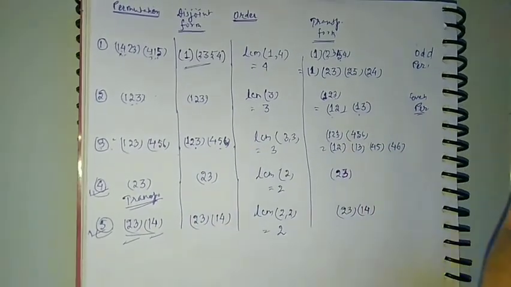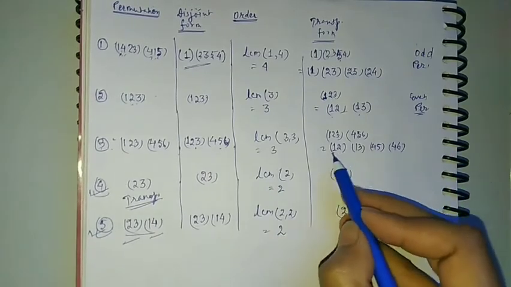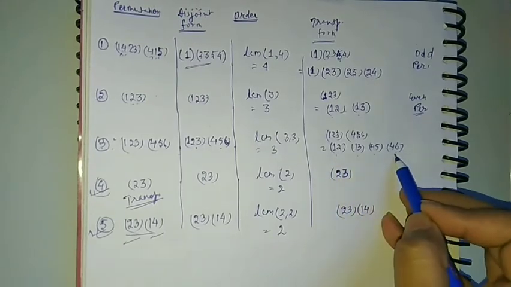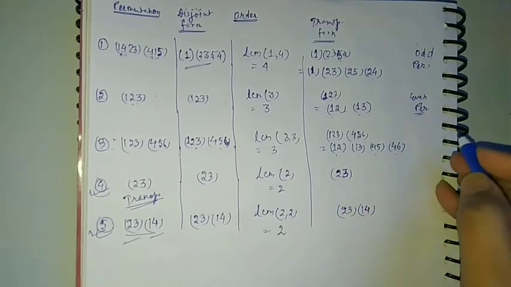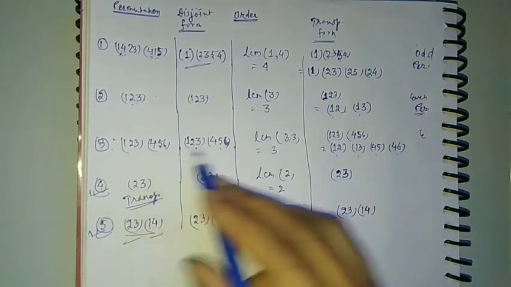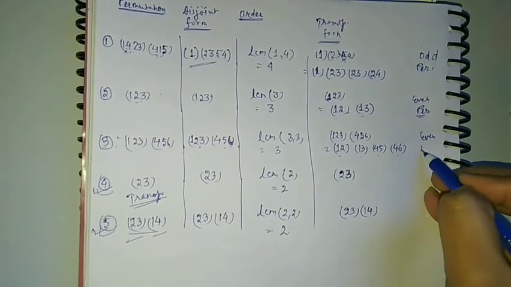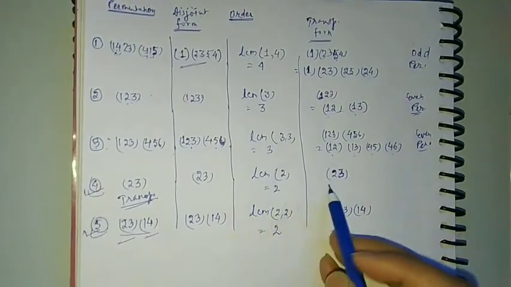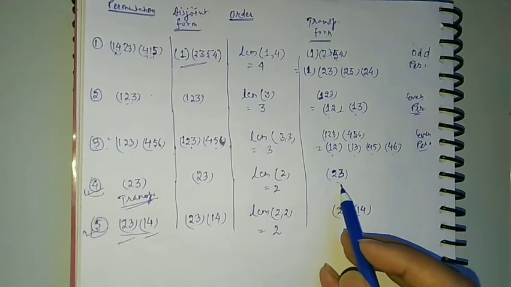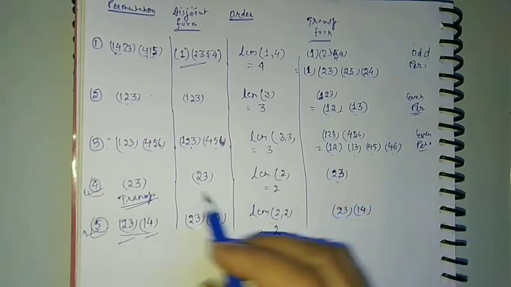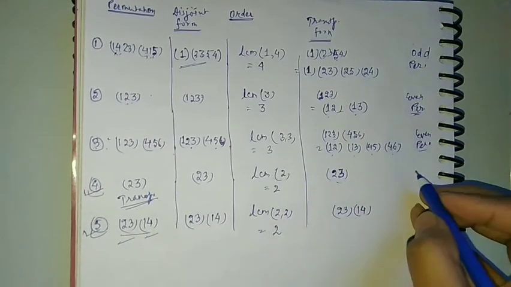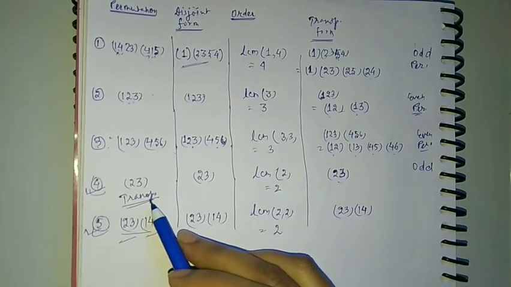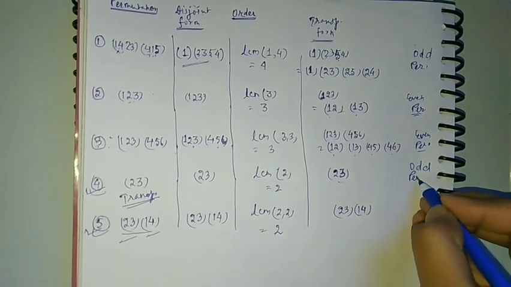We have to count the number of transpositions from this form. So for example number 3, the number of transpositions is 1, 2, 3, 4, that is 4. 4 is an even number, so this permutation is an even permutation. And here the number of transpositions is 1, and 1 is an odd number, so this permutation is an odd permutation, that is, every transposition is an odd permutation.